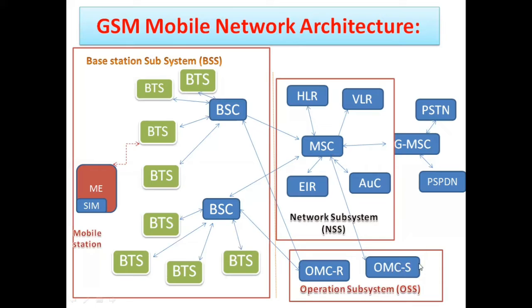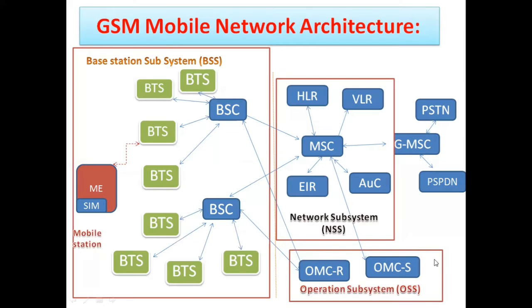So this OMCS is required for connecting to the MSC. This is how the whole network has various subsystems, that is the base station subsystem, sometimes also called the radio subsystem, RSS, as well as the MSC along with its various components, called the network subsystem.